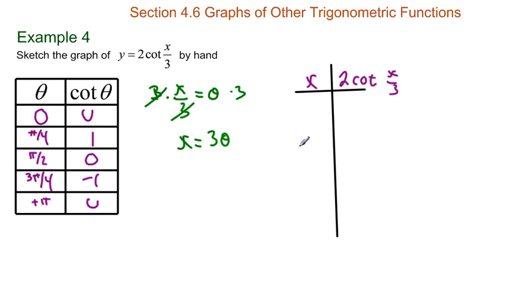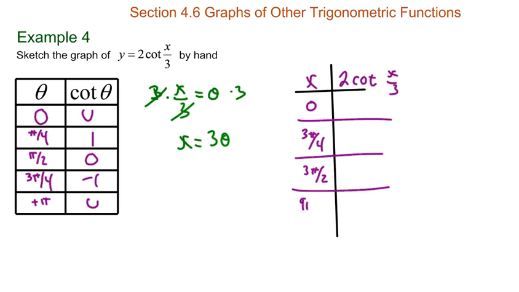The way that I'm going to find my x values is as follows. I take theta and multiply by 3. So 0. Pi over 4 times 3 is 3 pi over 4. Pi over 2 times 3 is 3 pi over 2. 3 pi over 4 is 9 pi over 4. And last but not least, pi times 3, which is just 3 pi.